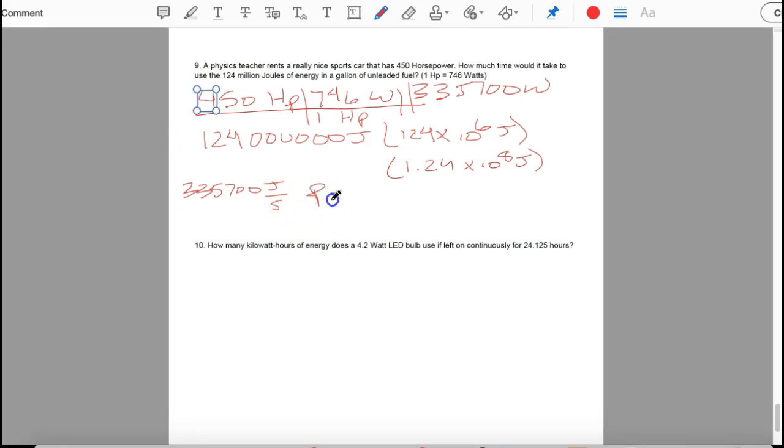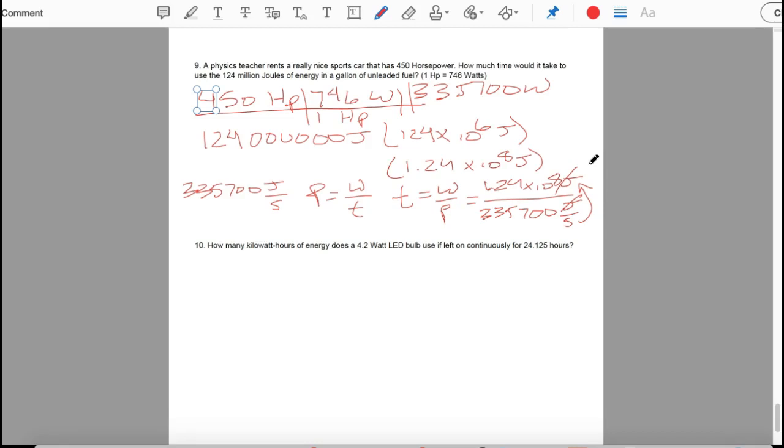We know that power is equal to work divided by the time. So our time would be equal to our work divided by our power. The amount of work that we have is 124 million joules. Now it says energy, but that is doing work for us. So we're going to put 1.24 times 10 to the 8th joules, and we're going to divide that by the power, which we said was 335,700 joules per second. So when I divide the two, the joules cross off and the seconds go on top. So we're going to do the math now.